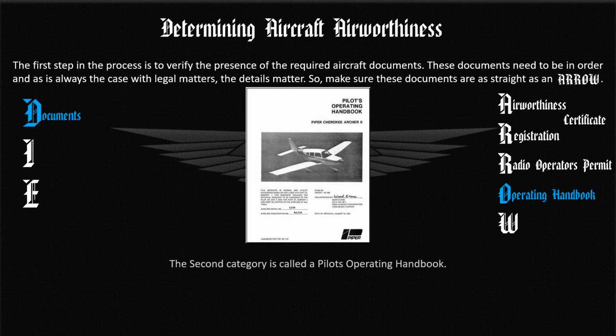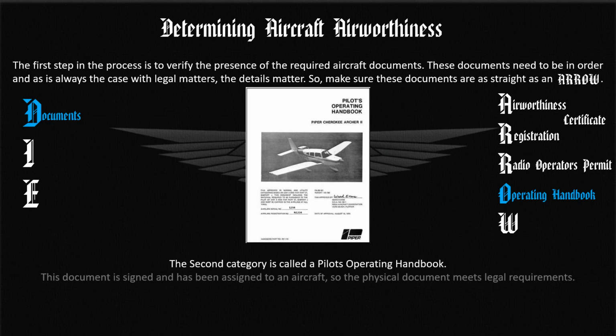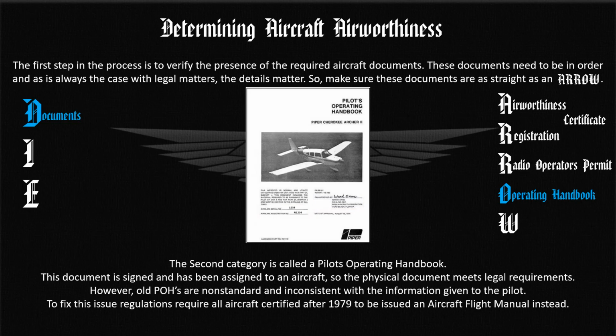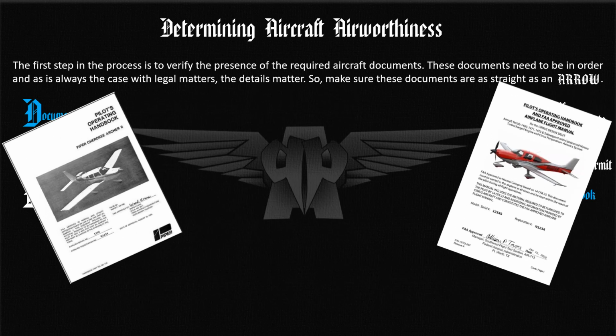The second category is called a pilot's operating handbook. This document is signed and has been assigned to an aircraft, so the physical document meets the legal requirements. However, old POHs are non-standard and inconsistent with information given to the pilot. To fix this issue, regulations require all aircraft certified after 1979 to be issued an aircraft flight manual instead.